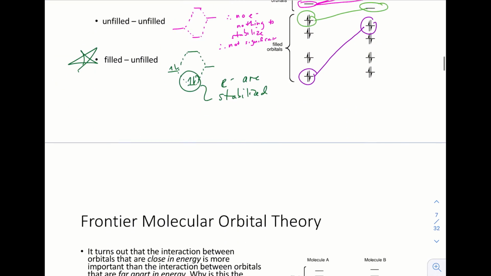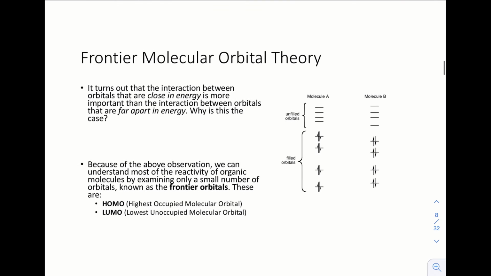Filled, unfilled, that's significant. Well, there are a lot of filled and a lot of unfilled orbitals. We could imagine that each of these filled orbitals interacts with each of these unfilled orbitals for B. Each of these filled orbitals for A, B interacts with all the unfilled orbitals for A. So can we narrow it down further?